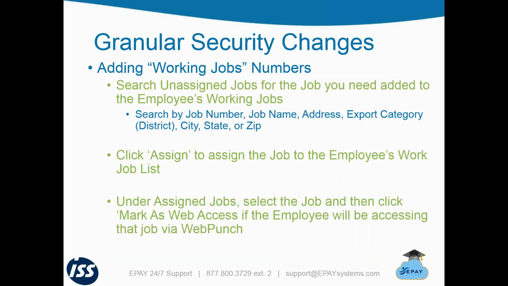We're going to actually search for the job we want to add, and then we're going to be able to search based on job number, job name, the job address, the export category, which is basically the district, the city, state, or zip. Now, we do know if you put in a TX for Texas, and you're looking for a job in Texas, you're going to find a boatload of jobs under that for you. So state may not be the best one, but we leave that as an option for you to search on.